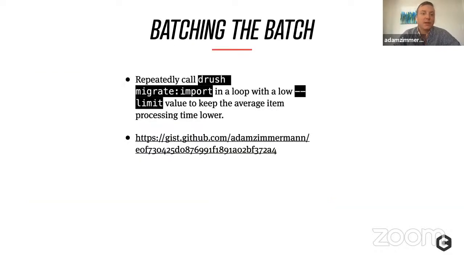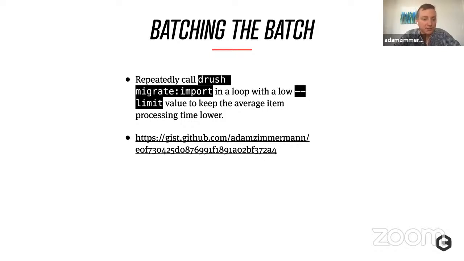So it should be known that I originally found this trick from an immediate current article, and then I used it and wrote my own article, and then someone else even took that and ran with it even more. So the trick is you run drush migrate import with that limit flag, and possibly with the batch size too, you can combine both of those together. And then you just keep calling it in a loop in a shell script with a low limit value. And that keeps your average item processing time much lower and allows the migration to finish without having memory issues.